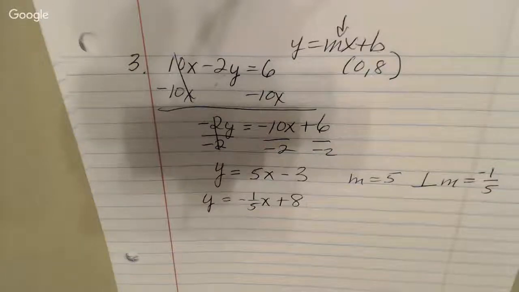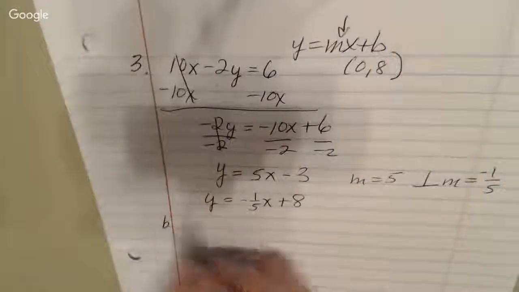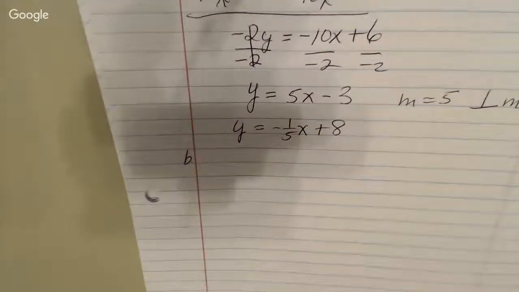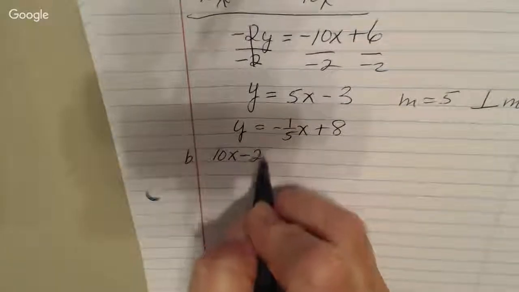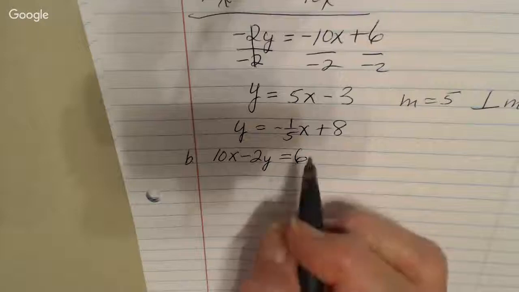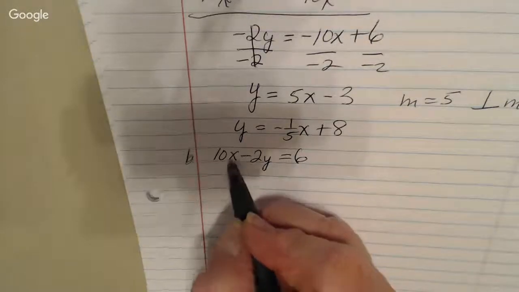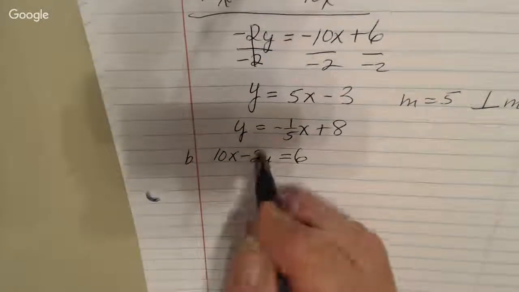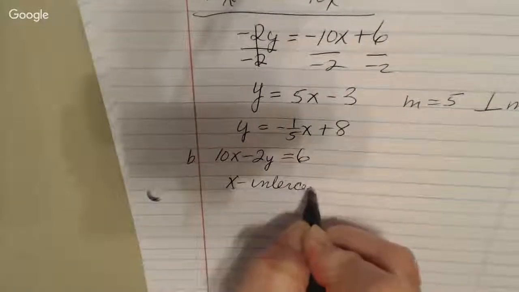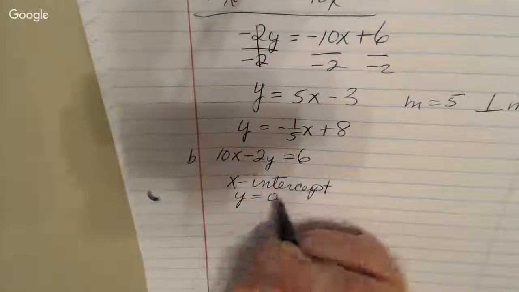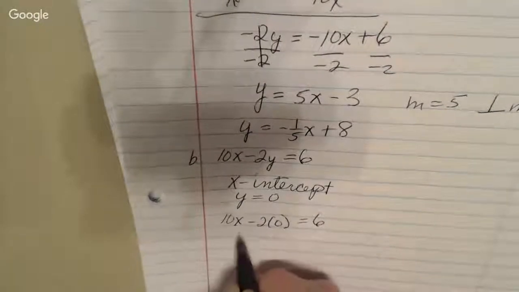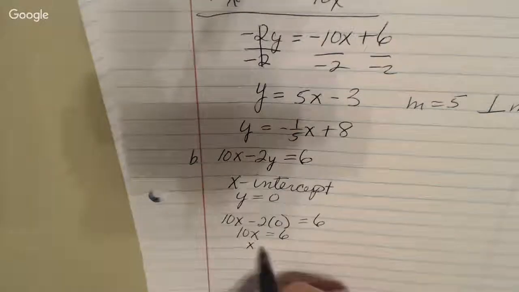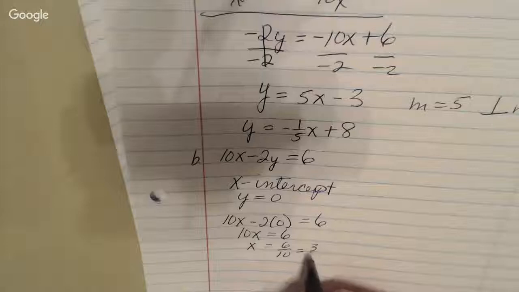Okay, so now let's go to B in number 3. And we want the x and y intercept points. Okay, so when you have an equation that's in the format like this, which is what we call standard format, we can easily find x and y intercept because to find x intercept, y is 0. So to find x intercept, I'm going to set y equal to 0, and then I'm going to solve for x. And so I'm going to get 10x equals 6. So my intercept here is 6 over 10 or 3 over 5.